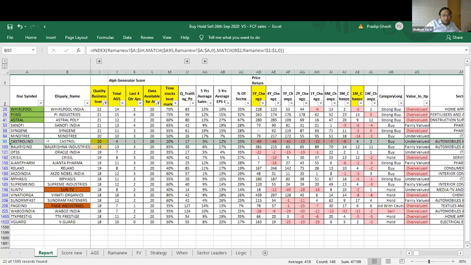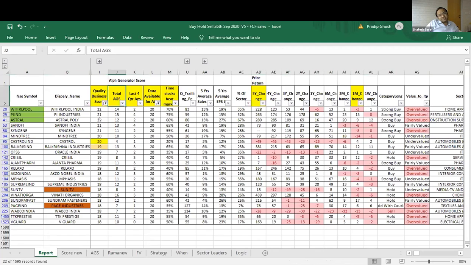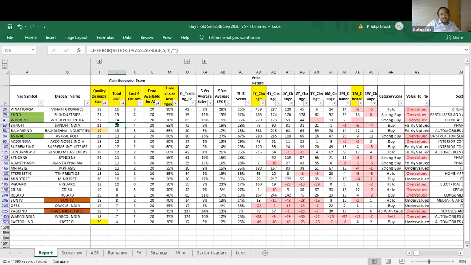Will you buy Whirlpool, or PI Industries, or Mindtree? I'll buy Whirlpool. You will buy Whirlpool, right? Obviously, because it has the highest AGS and the score is also high. Now sort by AGS. This is the new thing I have done so that people don't get stuck only with QBS. They're also seeing the stocks which are beating the Nifty benchmark.